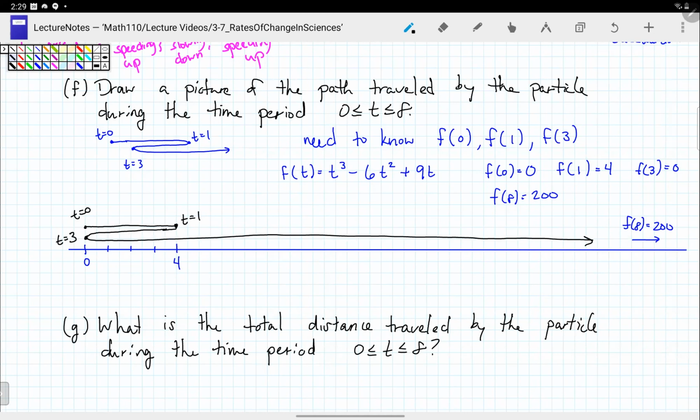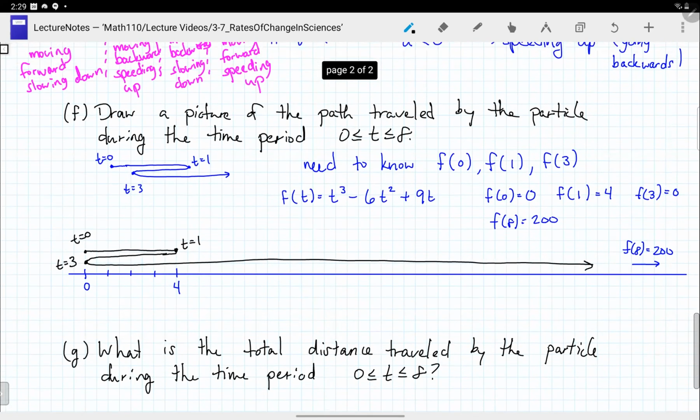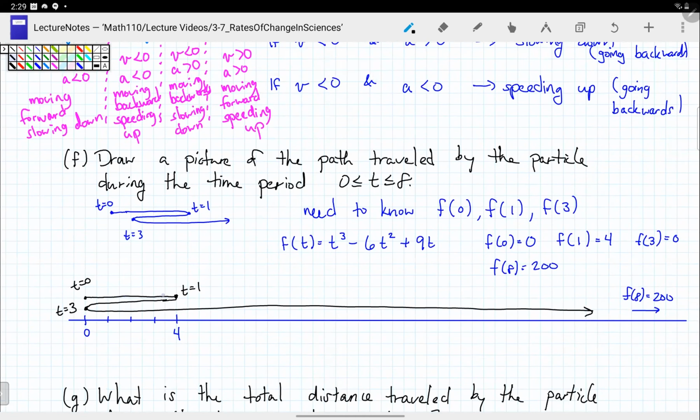Okay, and we also saw that for the first 1 second, the particle is slowing down. And then from t equals 1 to t equals 2, the particle is speeding up, moving backwards. And then at t equals 2, it starts slowing down, which makes sense because it's getting ready to turn around. And then after t equals 3, it starts speeding up.